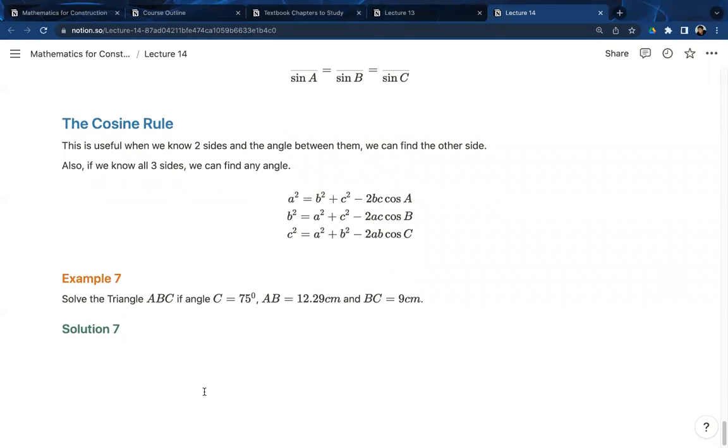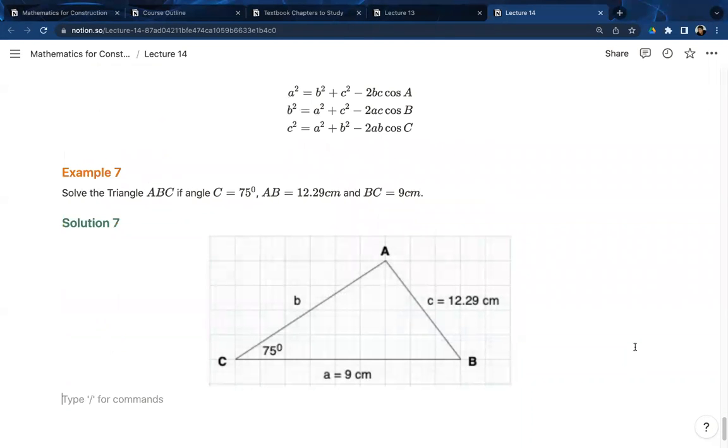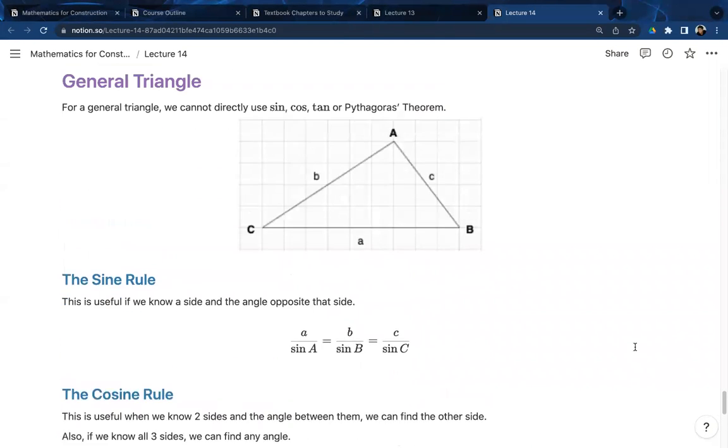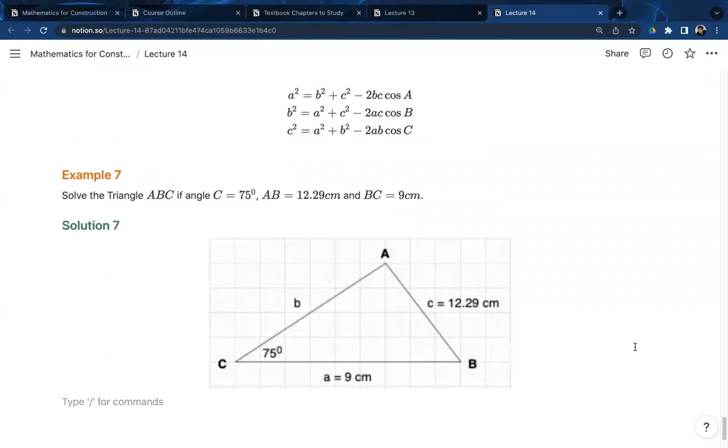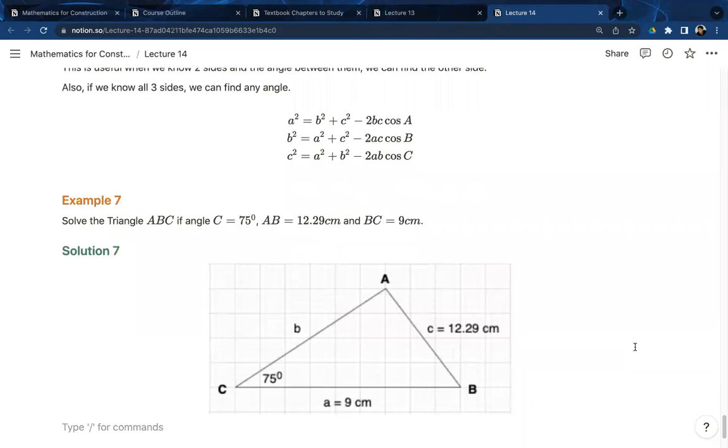So draw a diagram. This is the first thing you do. There's a diagram here. I took the same diagram up here, ABC, put it here, and I just label it, right? C is 75. It doesn't have to be to scale, you know. AB is 12.29 and BC is 9 centimeters. We ought to look at what we have, so we'll know which rules could help us.